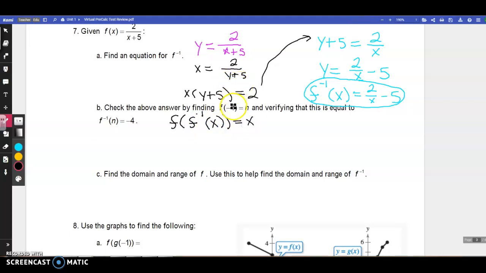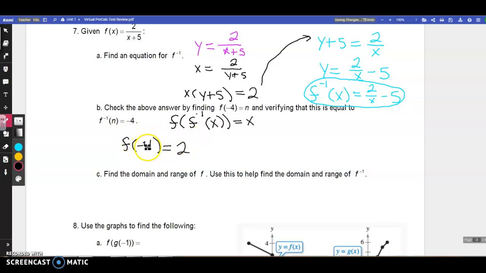So in this problem, if we plug in -4 and we get some output, we should be able to take that output, plug it into f inverse, and get back -4. We start with -4 and end with -4. So let's plug -4 into my f function. So 2 over -4 plus 5 would be 2 over 1, which is 2. Okay, so f of -4 equals 2.